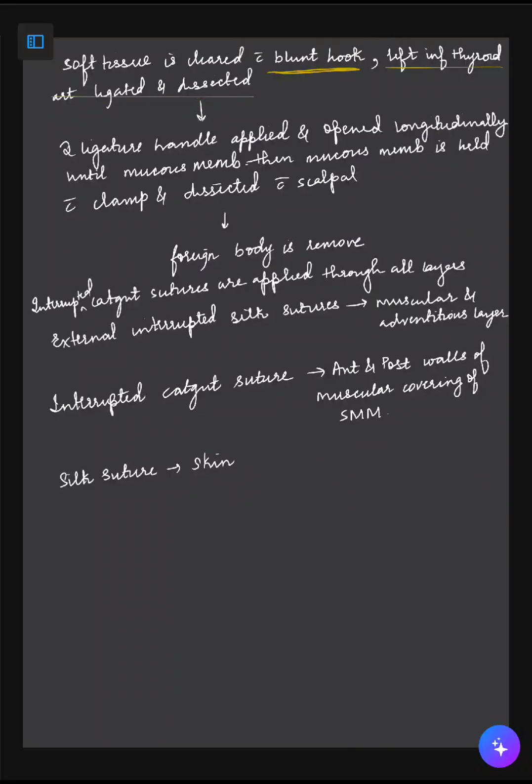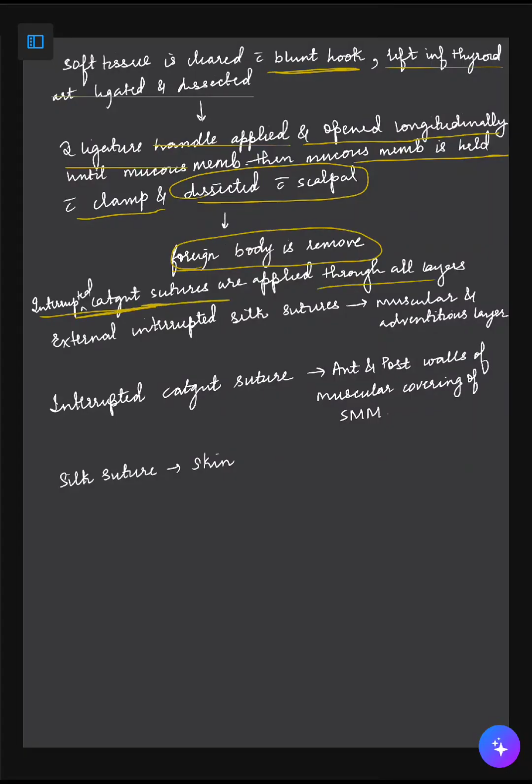Now two ligature handles are applied and opened longitudinally until the mucous membrane. Then mucous membrane is held with clamp and dissected with scalpel. The foreign body, whichever it is, is removed. Then interrupted catgut sutures are applied throughout all the layers of the esophagus. Then external interrupted silk sutures.